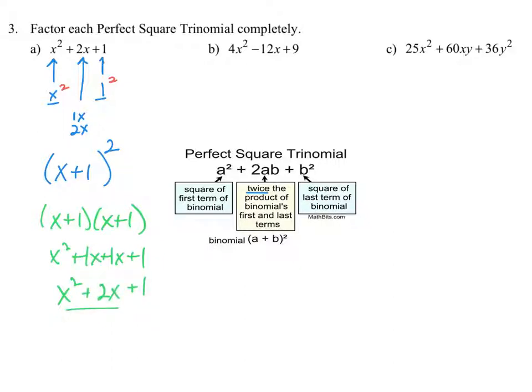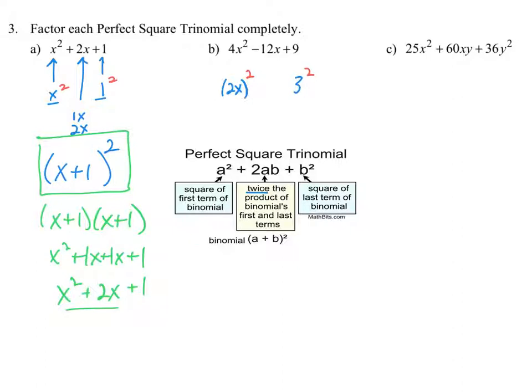So this is one of those special perfect square trinomials, and when you look at these, you look to see if the first term is a perfect square, the last term is a perfect square, and that middle term is twice the product. So let's look at example B. The first term is a perfect square. 4x squared is the same thing as 2x to the second power. The last term is 9, which is also a perfect square, which is 3 to the second power.